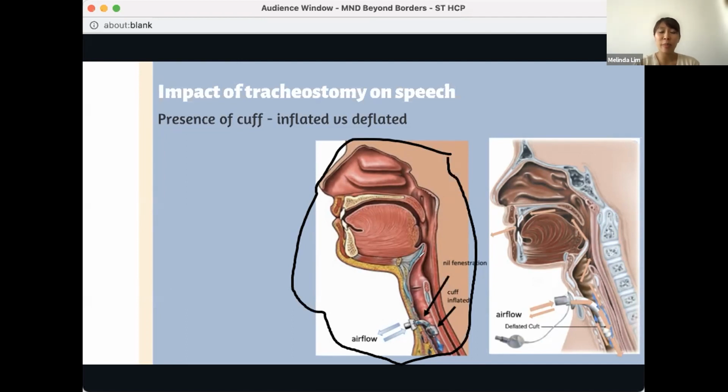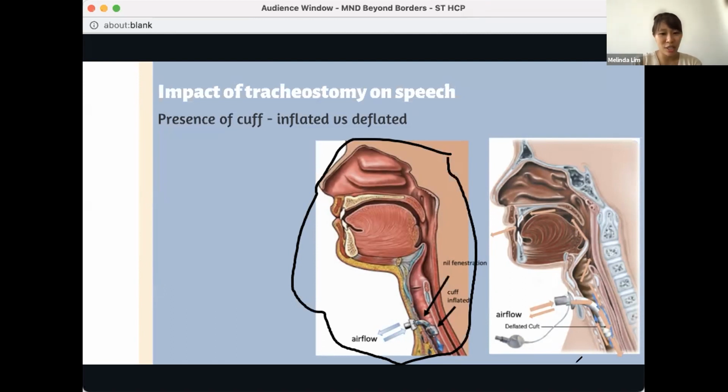Okay, so for speech to occur, remember that the subglottic pressure needs to be at least 2 cm H2O, and there needs to be airflow in order for speech to occur. So if the patient has a tracheostomy tube and the cuff is inflated, there's no air going up towards the vocal cords, through the mouth, through the nose, then speech is not possible. But communication is still possible. Okay, so we'll talk about that a little bit later, but speech, unfortunately, will not be possible.